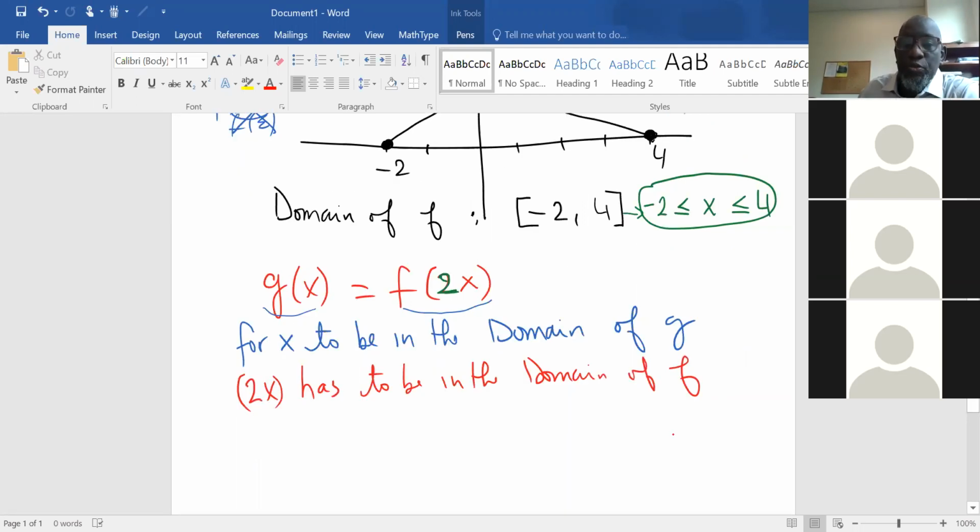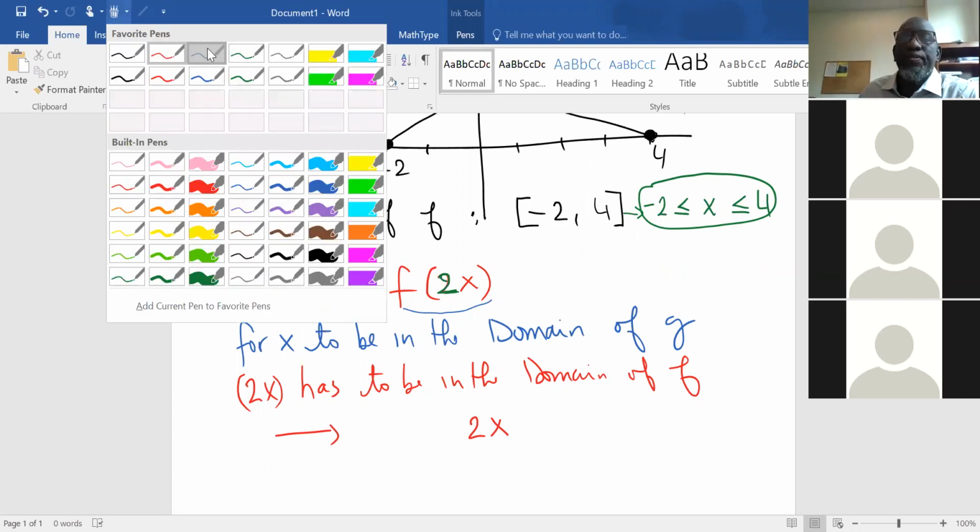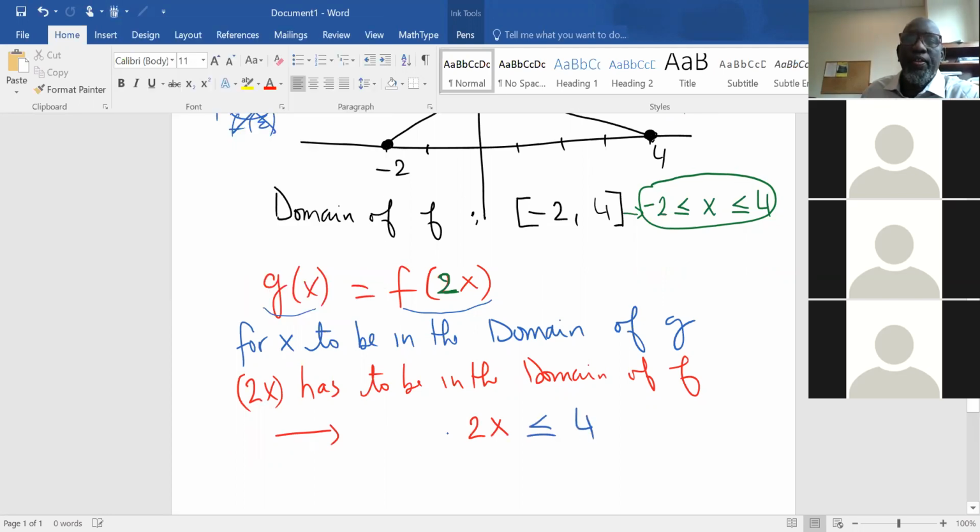Okay, which means 2x has to be between -2 and 4, which is the domain of f. So if 2x is between -2 and 4, this gives you less freedom for x, right? Actually, x has to be between what number then, when you divide by 2 everywhere?